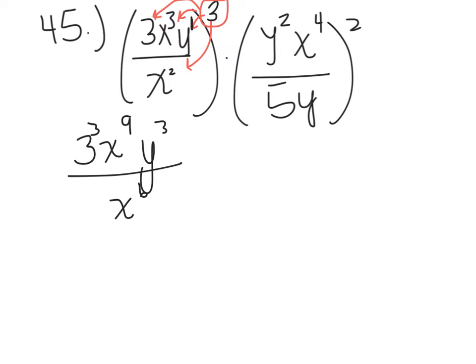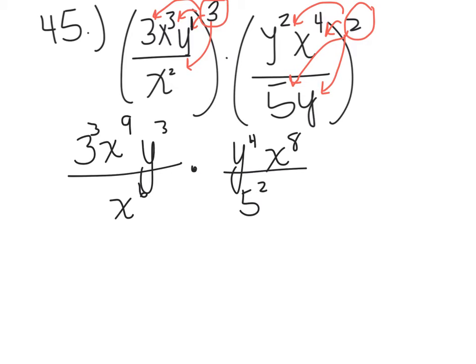Then I go to my second set of parentheses and I take the power of 2 and give the power to everything inside of the parentheses. So distribute, but not distribute. Everything needs to be squared. To give me y to the 4th, again, I'm multiplying my powers when I have a power to a power, x to the 8th, 5 squared, y squared. Okay, now that I have two fractions that have been simplified, I'm going to multiply straight across the numerator, straight across the denominator, just like I would with any fraction multiplication.